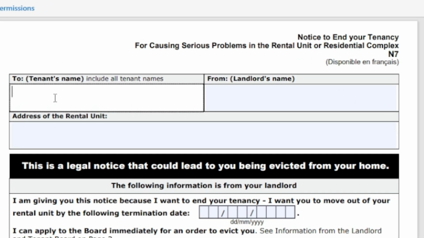So, you want to fill out the name of all the tenants in the rental unit that you are looking to evict. Make sure these names are spelled exactly how they were on the agreement to lease. When it comes to your name, again, make sure you fill it out exactly how it was filled out on the agreement to lease. And then finally, the rental unit. Again, this should have been filled out properly on the agreement to lease, but make sure you include the unit number if it's a unit with a number, and make sure you write basement if this is, for example, for a basement unit.